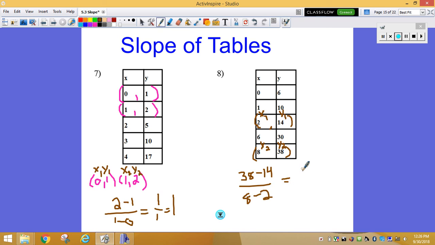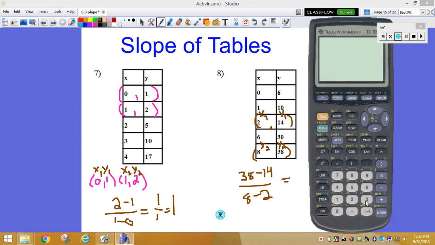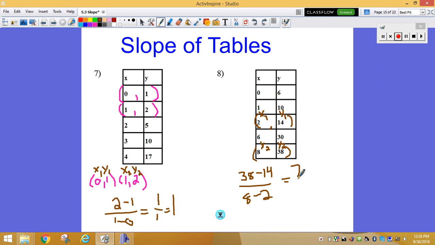38 minus 14 is 24. 8 minus 2 is 6. Last step is to divide those, and you get 4. So the slope of that table is 4.